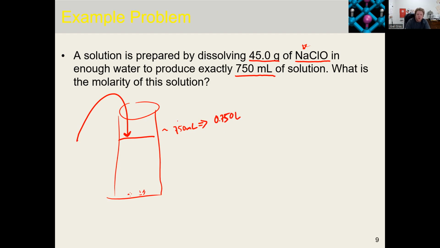Okay, so what we need to figure out is what is the concentration of the solution? How many moles of this NaClO are in this 0.750 liters of water? Okay, so the first thing that we need to do is take our 45 grams of NaClO, and we need to figure out the molar mass of this.